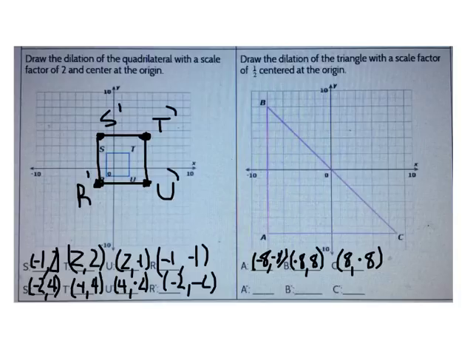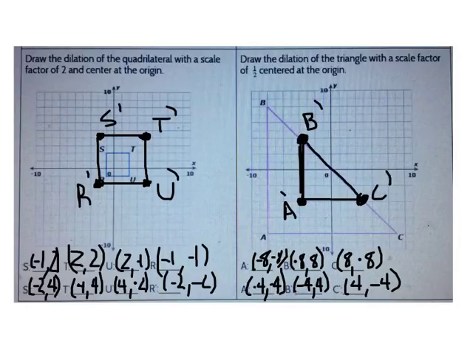Now, to draw the dilation, we need to find the new ordered pairs after a dilation by a scale factor of 1/2. So multiply each ordered pair by 1/2. What's the new location of A prime, B prime, and C prime? A prime will be located at -4, -4. B prime will be located at -4, 4. And C prime will be located at 4, -4. Go ahead and draw the dilation on your paper now, then check it with mine. Check to see that your dilation looks like mine.